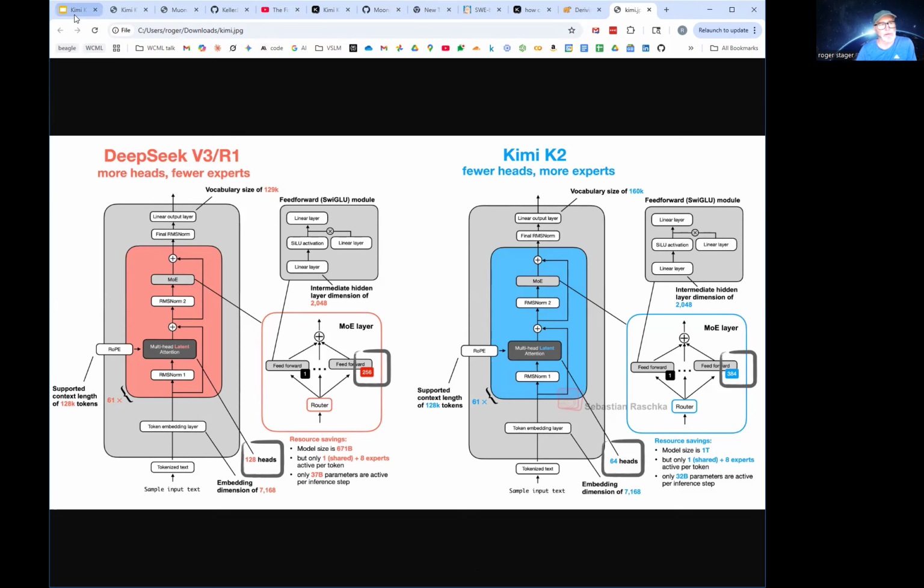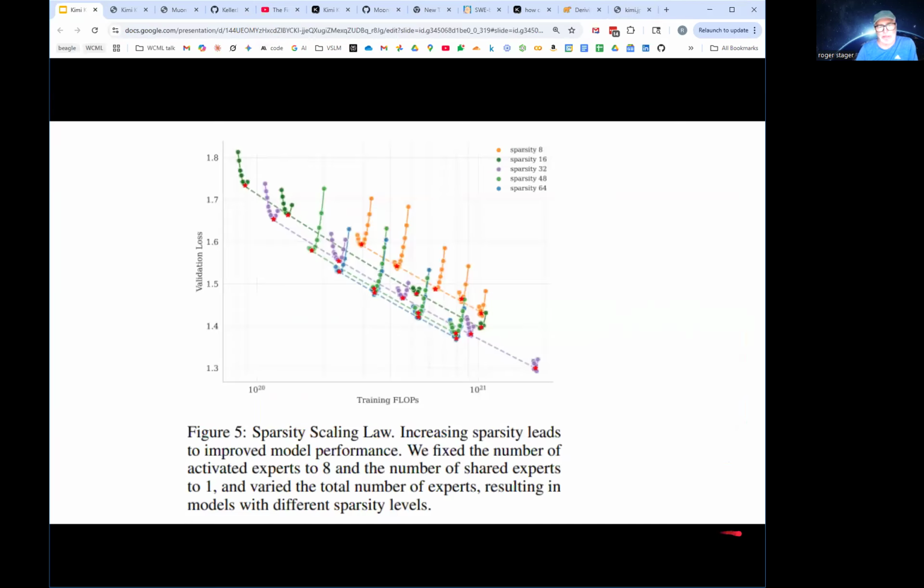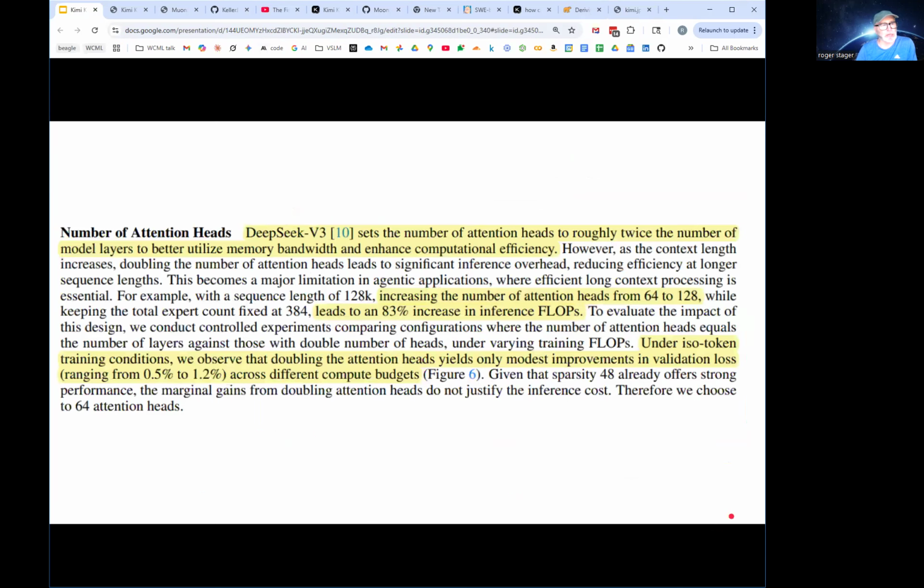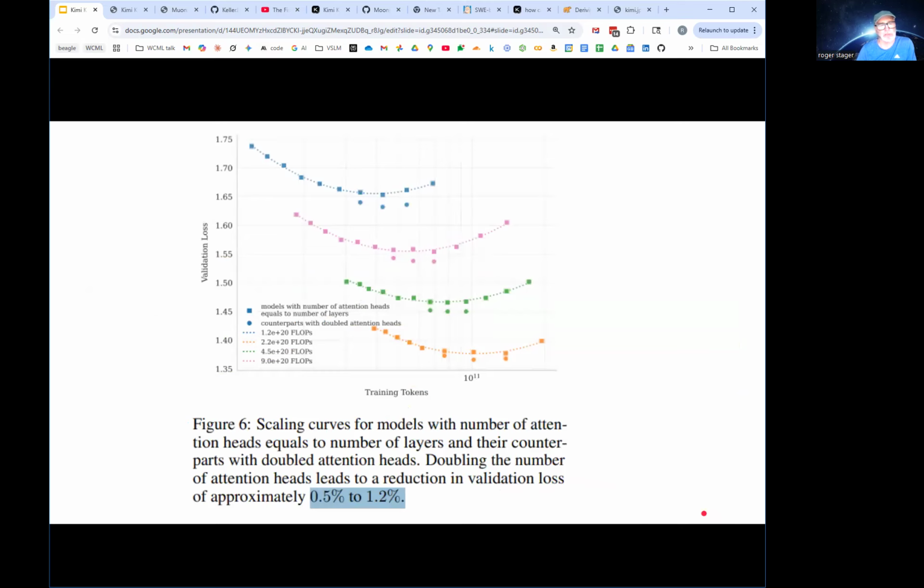All right, thanks. Let's keep going then. Number of attention heads. They talk about reducing it, Warren, you already kind of summarized that. Increasing the number of attention heads from 64 to 128 while keeping the total expert count fixed leads to an 83% increase in inference flops at 128K sequence length. And I think in here we'll see that.